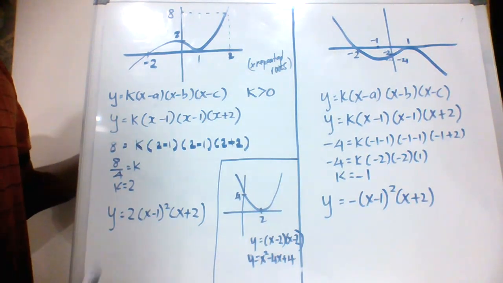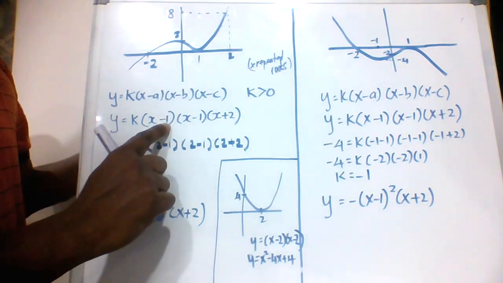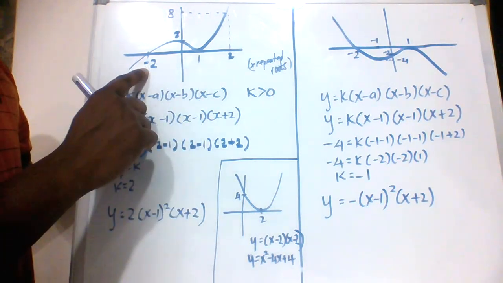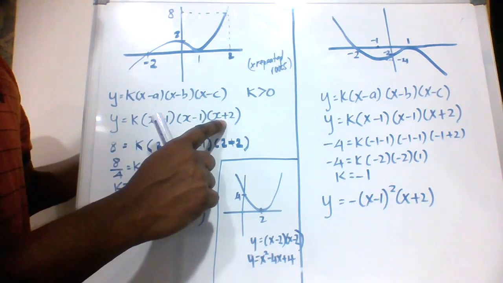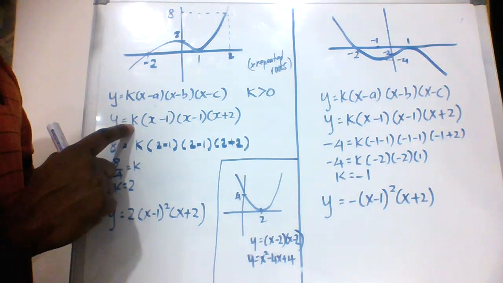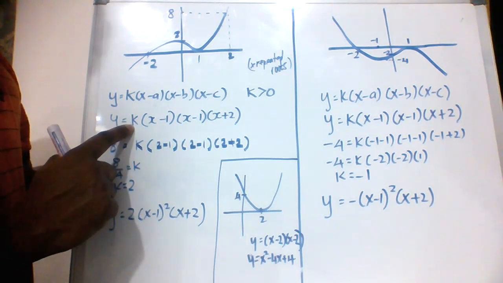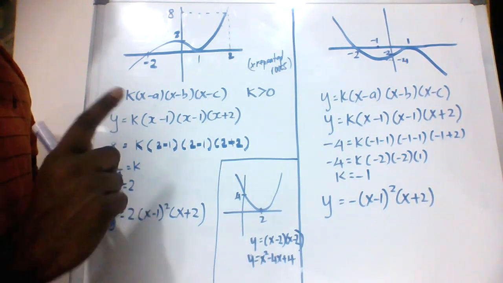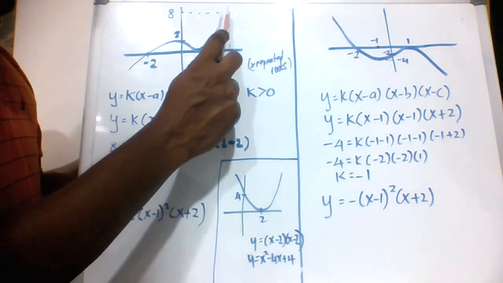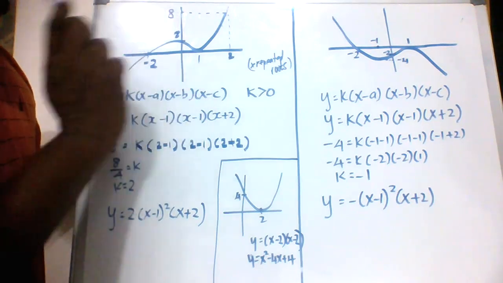So now substitute one of the roots, and another one is another root. Because this is -2, you make it +2. You have done that already. The next problem is k, but if you look at the graph carefully, there is another coordinate given. When x is 2, y is actually equivalent to 8.